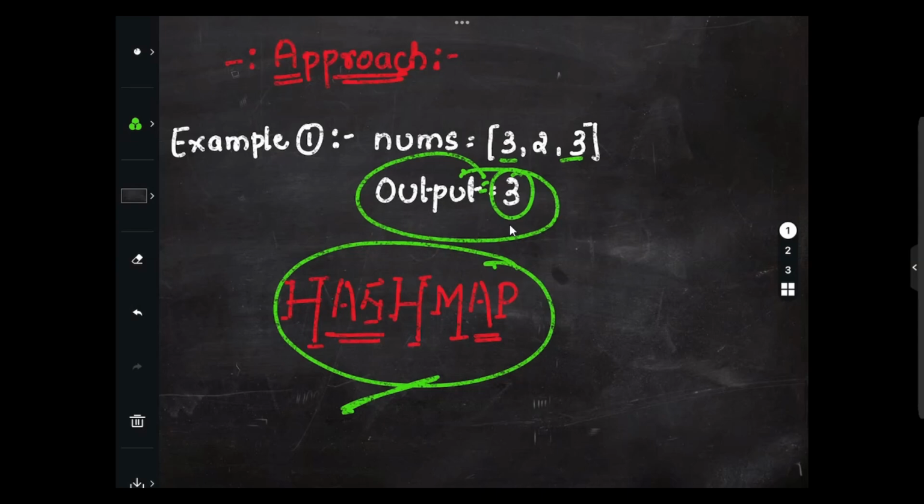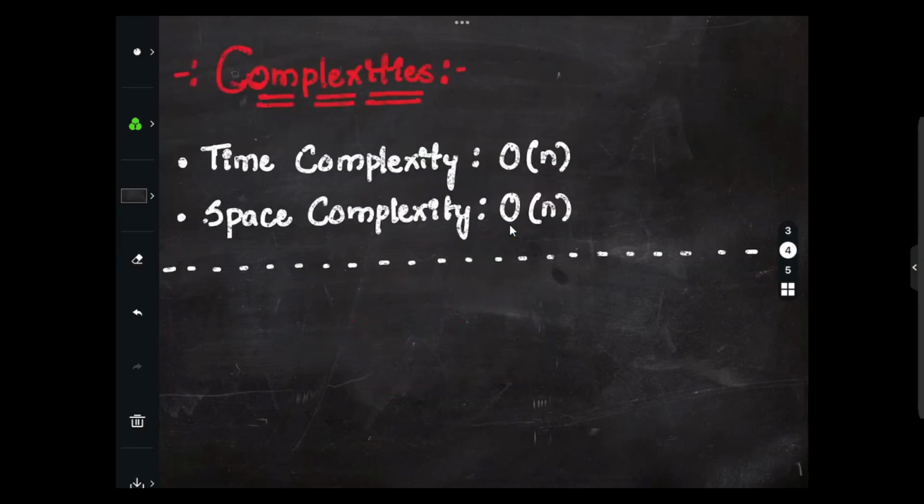So now we are completely familiar with the approach. As we are completely familiar with the approach, let's do one thing. Let's discuss the complexities as well. Then let's write the code, right? So here the time complexity would be big O of n.